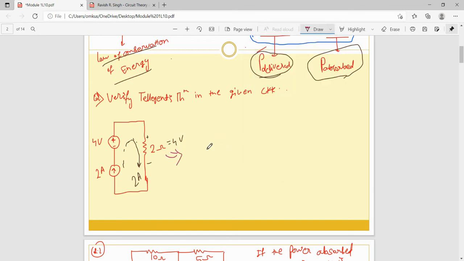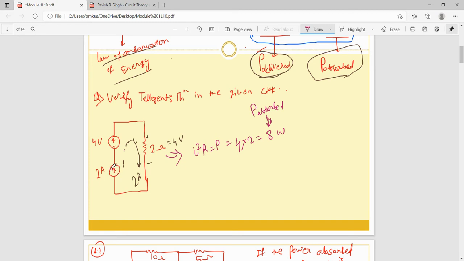What is the power absorbed by the resistance? You can use this formula, I squared R, is equal to power. I is 2 ampere, so 2 squared is 4, multiplied by the resistance 2, which is equal to 8 watt. This is the power absorbed. Now 8 watt is the power absorbed by this resistance. So what is providing this 8 watt for this resistance?